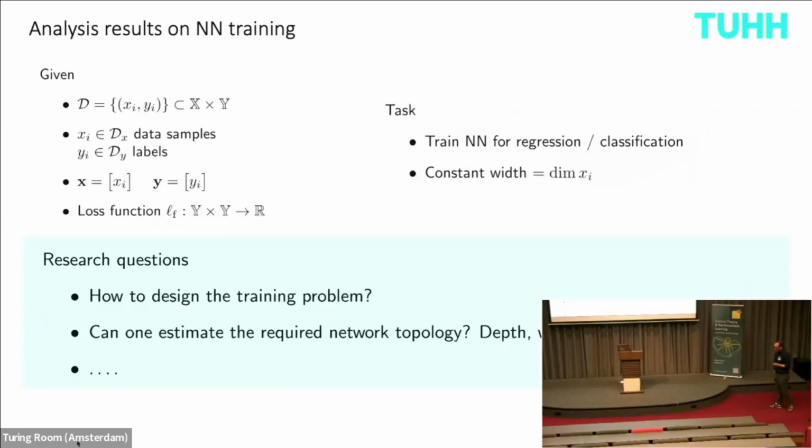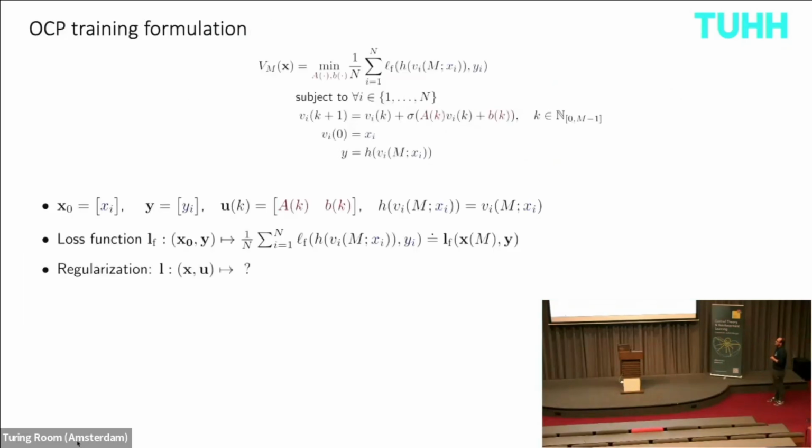Why? Because actually, when we have now understood that we can use optimal control tools for formulating deep learning, we can really ask the question of how to design the training problem. And can this help us to make statements about what is a good depth, for instance, for the network, or a good width? That is actually much more interesting. Let's do that.